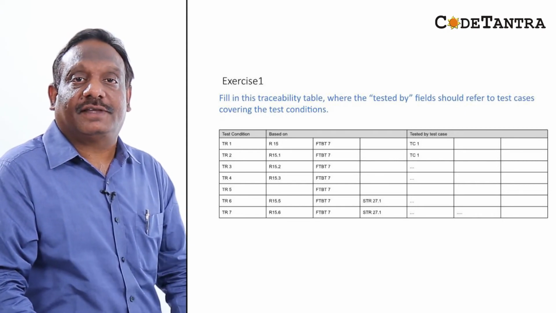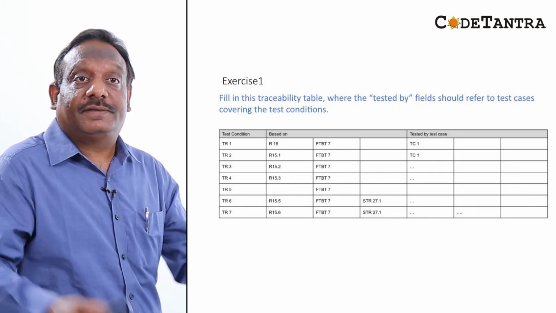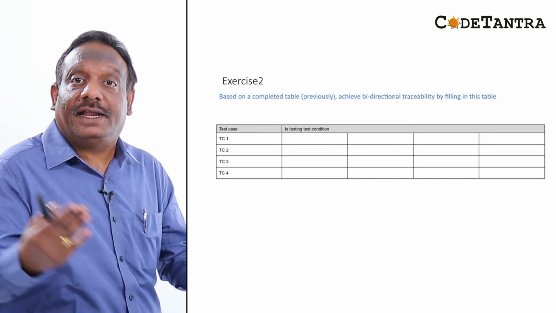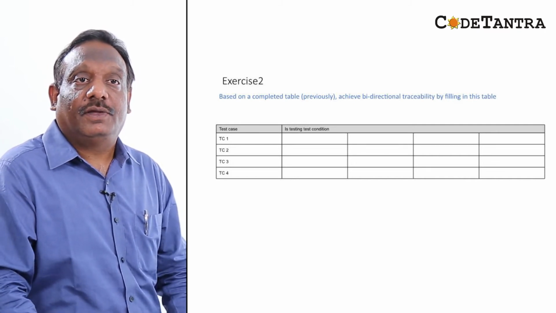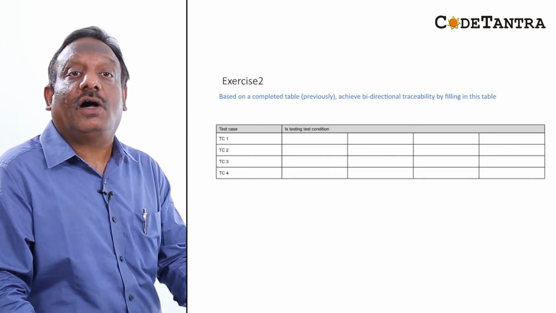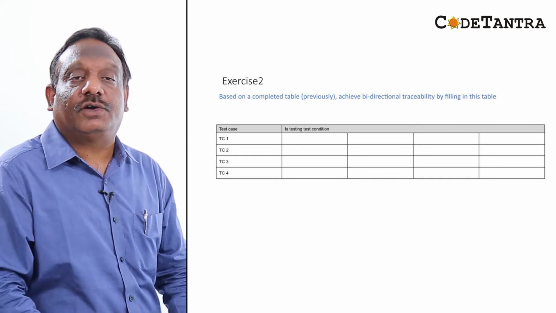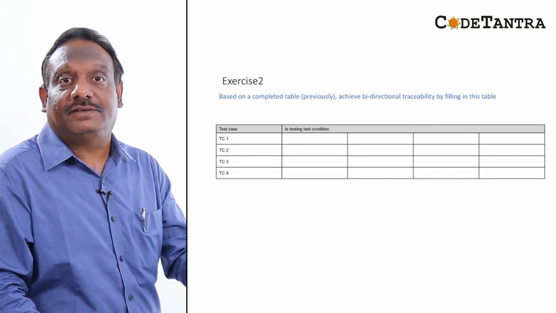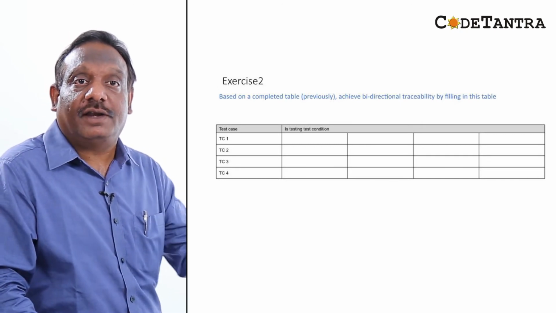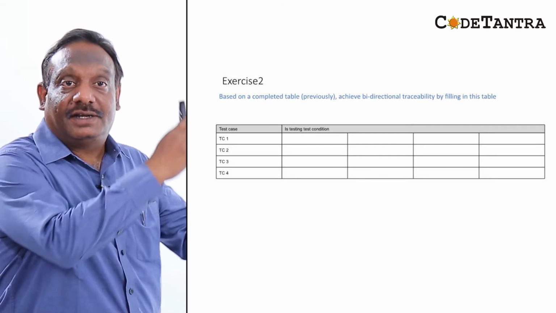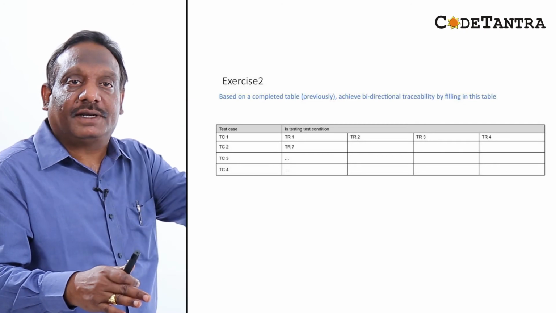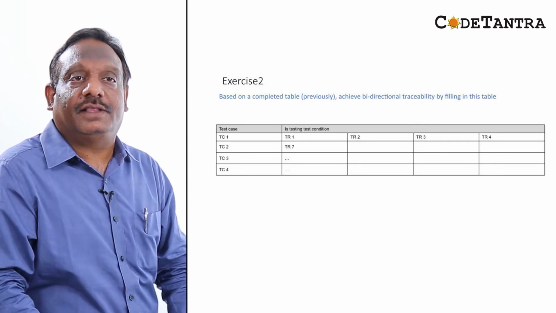That is your exercise. And the second exercise is, based on the previously completed table, achieve bidirectional traceability by filling in this table. So which test case is testing which test condition or conditions. That is what you have to identify. It is not rocket science. Please complete that exercise, and I have filled in some samples for you, like TC1 is testing the test conditions TR1, TR2, TR3, TR4, because it is just checking whether the button is there, whether the field is there. So it is doing that.